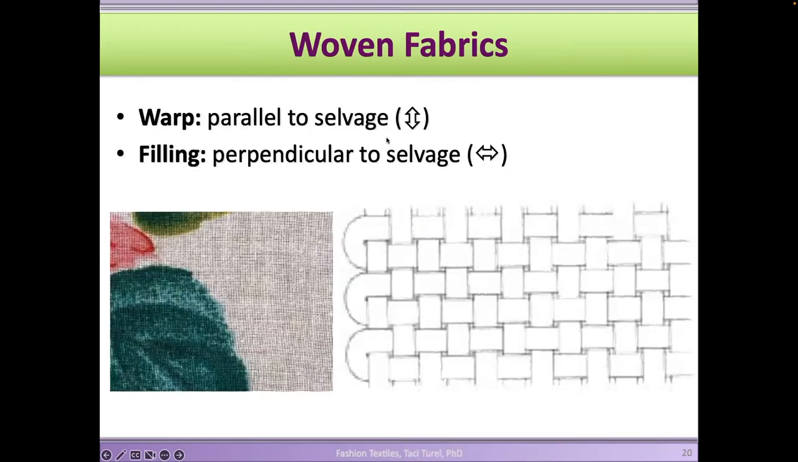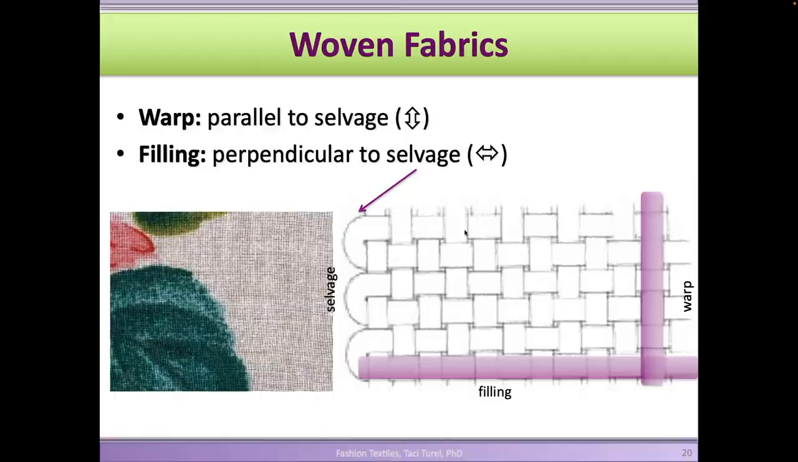Now, again, your warp yarns are always parallel to your selvage and your grain line. So your grain line, your warp yarns, your selvage, these are all in the same direction. Filling yarns are perpendicular to the selvage. So if you see something like this, you know that this is your selvage. And sometimes your selvages are smooth like this. Sometimes they have fringes. It really depends on the kind of weaving machine that you're using. So that's the selvage. Those are your warp yarns. These are your filling yarns.